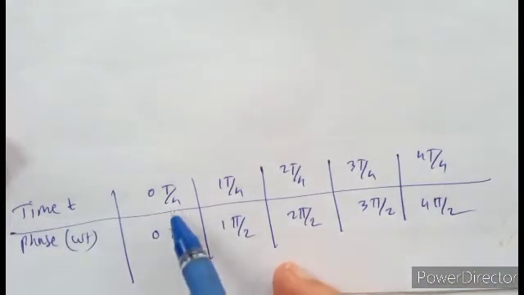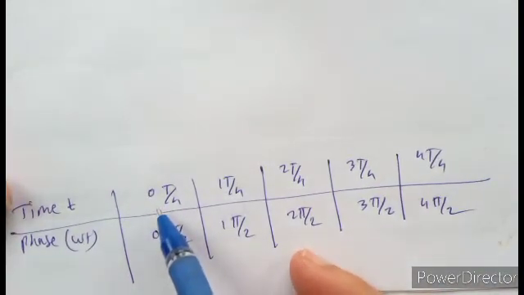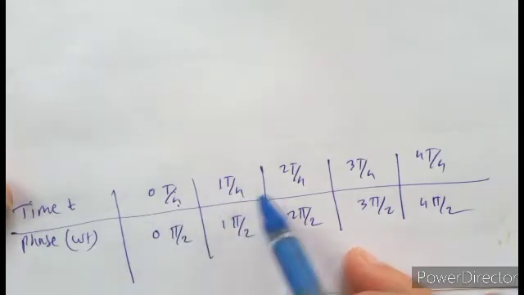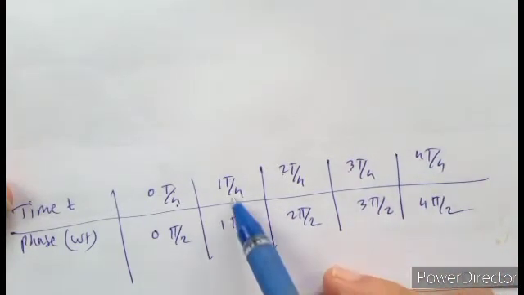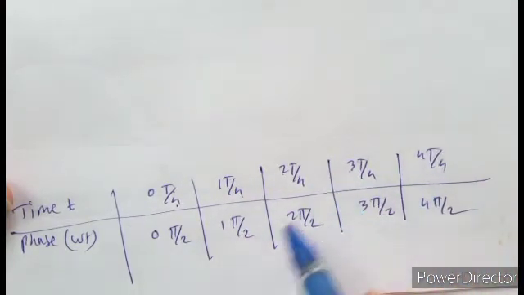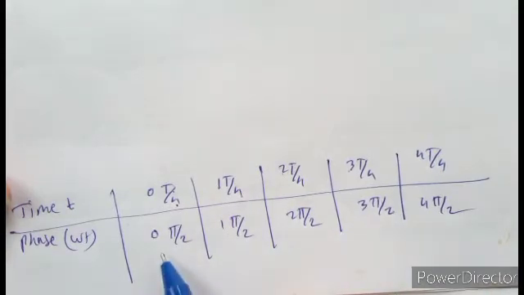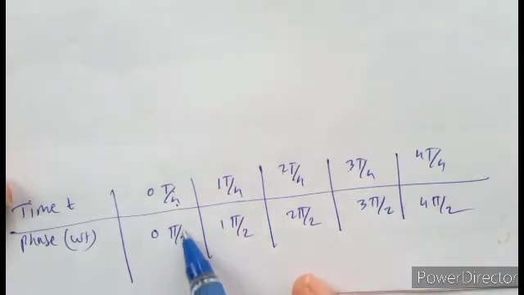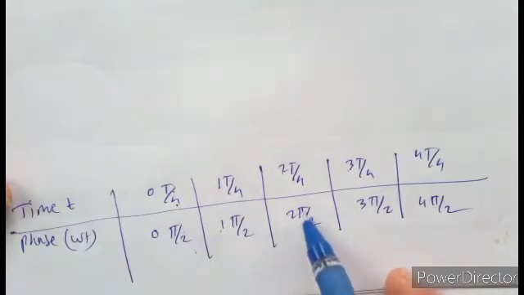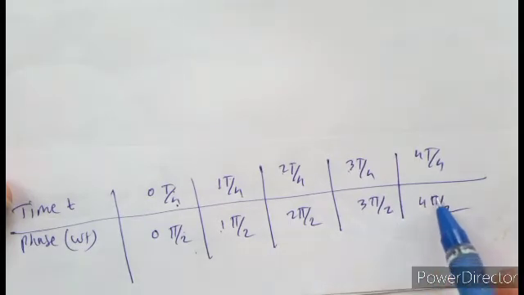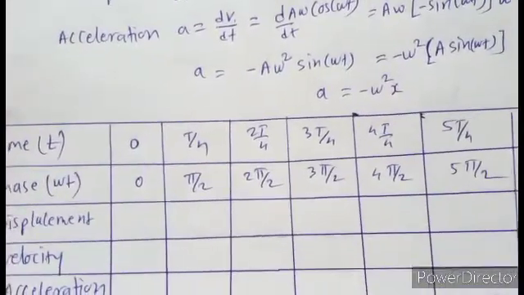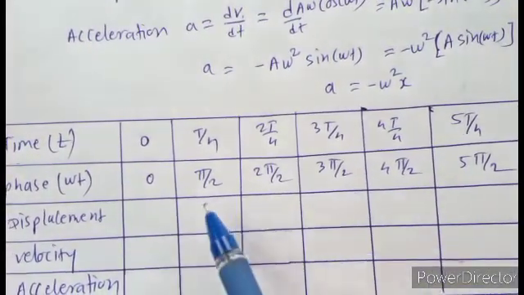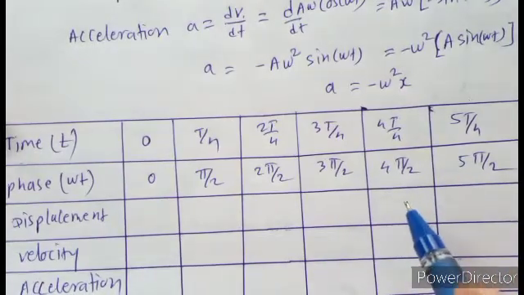Time T multiplied by the numbers starting from 0, so 0 T by 4, 1 T by 4, 2 T by 4, 3 T by 4, 4 T by 4. So T by 4 is a constant everywhere. Similarly, writing the phase, we start from 0 and multiply by pi by 2. So 0 pi by 2, 1 pi by 2, 2 pi by 2, 3 pi by 2, 4 pi by 2. In this way you may continue for any number of values, but we do not require more values, we just take 5 to 6 values.